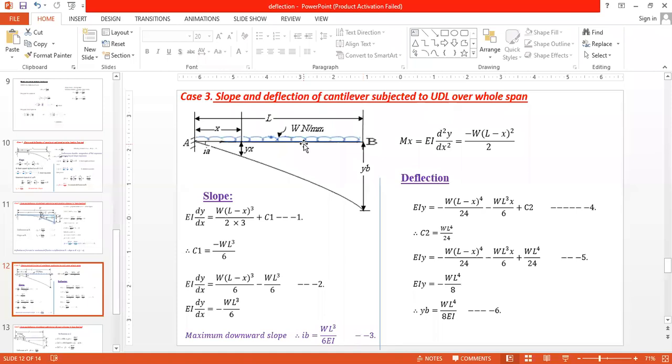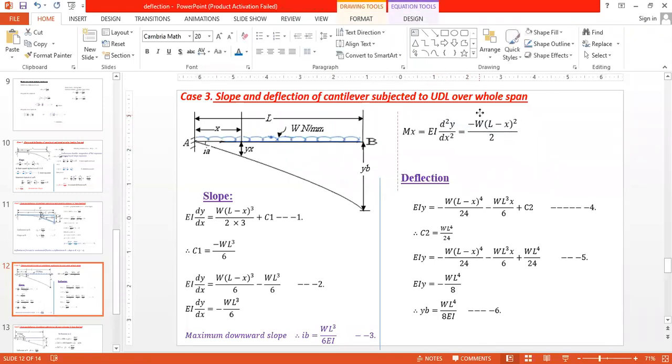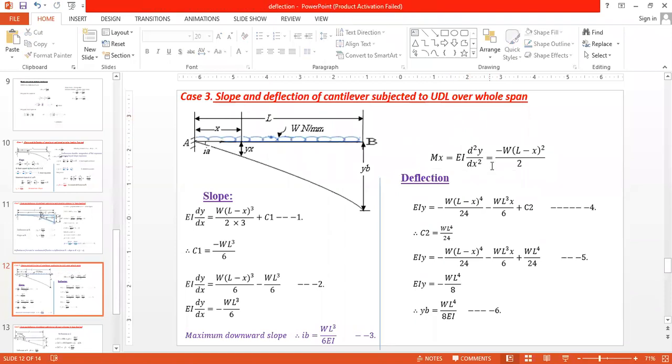Under this situation we have to derive the deflection equation and slope equation, and calculate the maximum slope and maximum deflection. The same approach we have to use, that is M is equal to EI d2y by dx square. For that purpose, we have to calculate M.